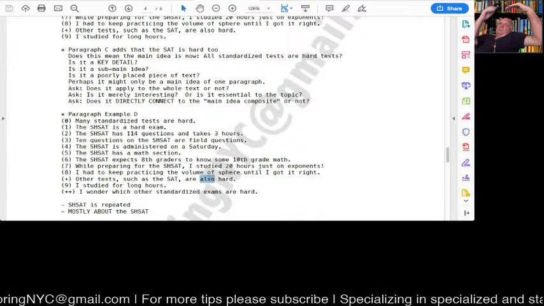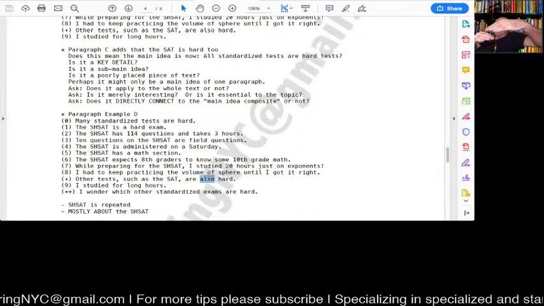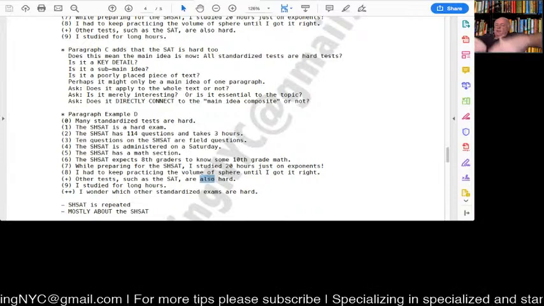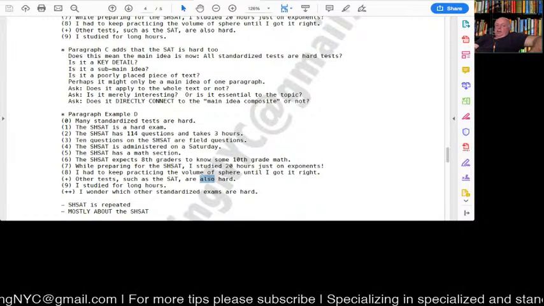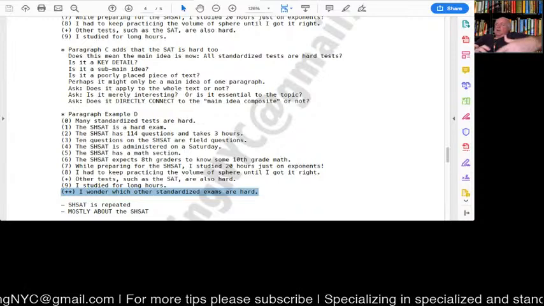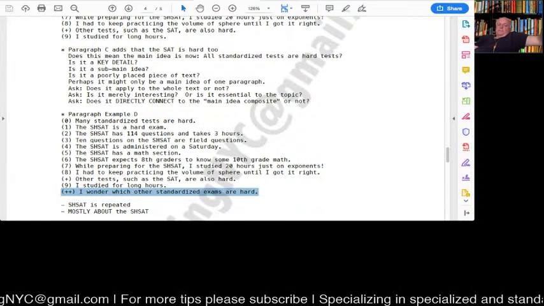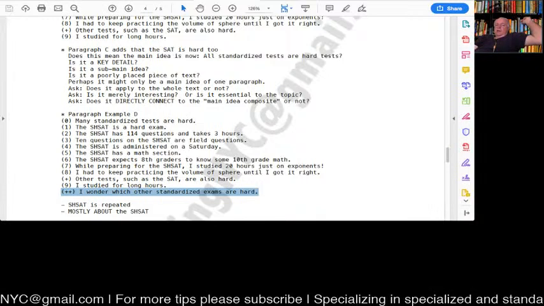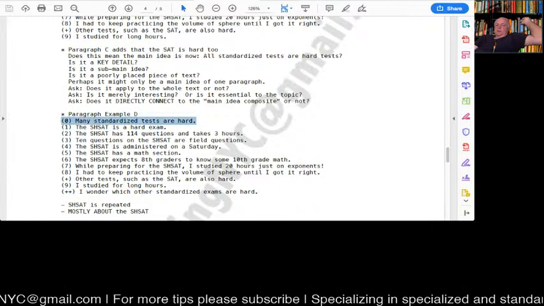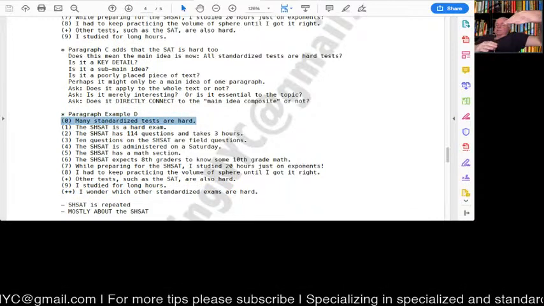Right? Some tests are hard. It gives a whole bunch of stuff about the SHSAT being hard. It then gives only one statement about the SAT being hard. And then at the end, it leaves us off saying, I wonder what other hard standardized tests there are. So our main idea has changed. Our main idea is now line number 0. Everything else stayed the same, the exact same lines.